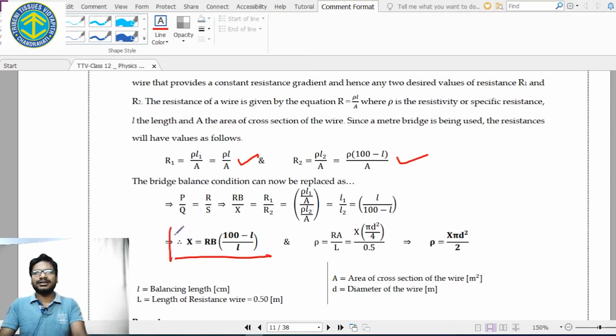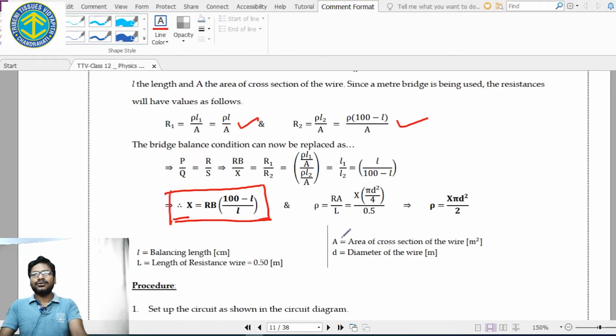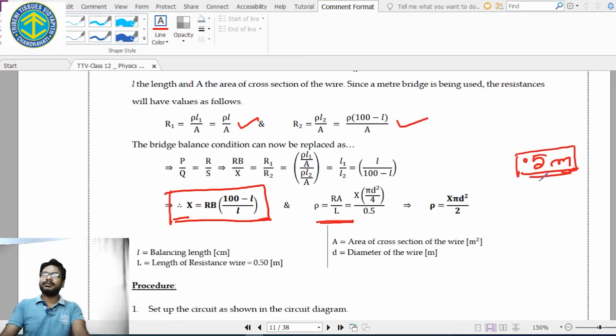So this is the equation we are going to use, as I discussed already, and for rho it will be rho equal to R A by L, and L is basically 0.5 meter. Okay, this is given, the length will be 0.5 meter, and the cross sectional area I have to find out. How can I find it out? I can find it out by this equation, as I said, A equal to pi d square by 4.